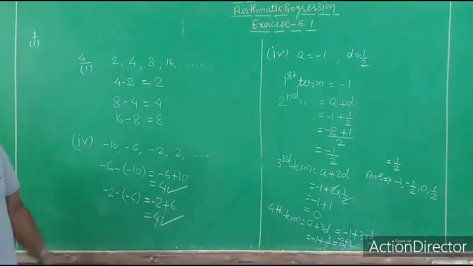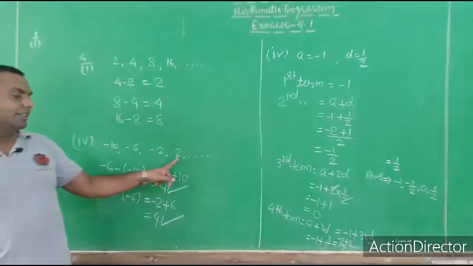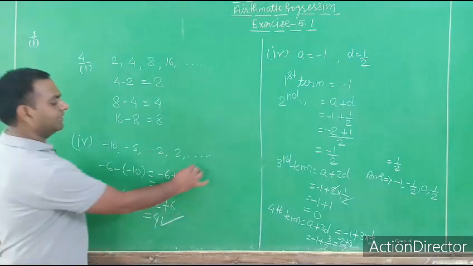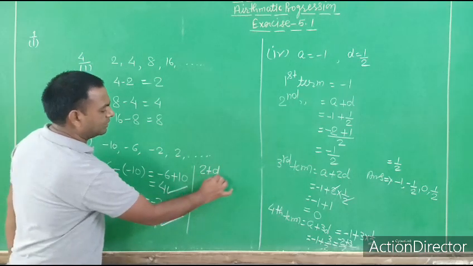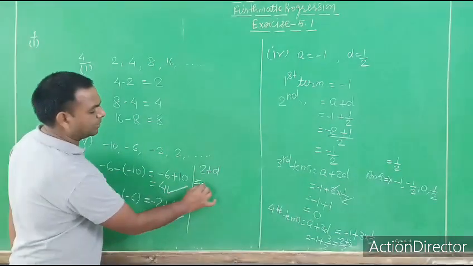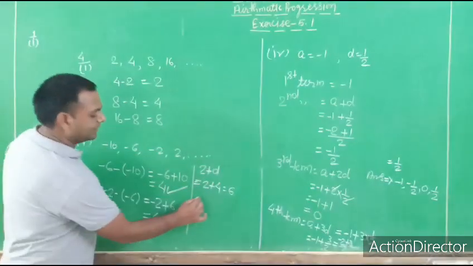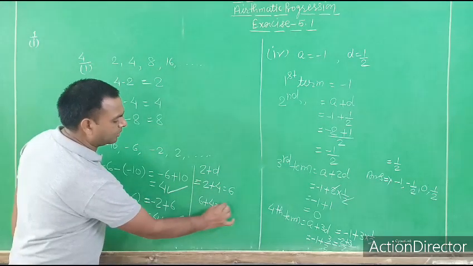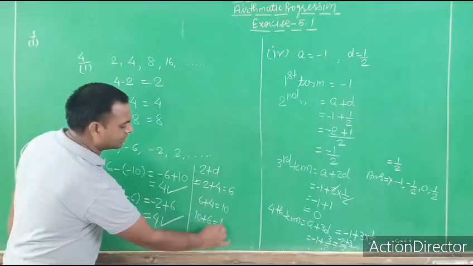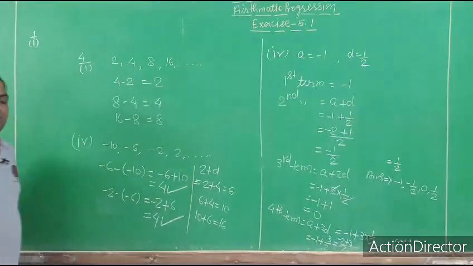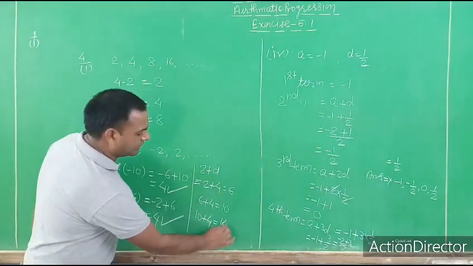So the next question is to find three more terms. Three more terms means you add d to the next term. Here you see the last term is 2. So 2 plus d, where d is given as 4, is equal to 2 plus 4, which is 6. Next you also add d, then 6 plus 4 is equal to 10. Then you also add d, then 10 plus 4 is equal to 14.